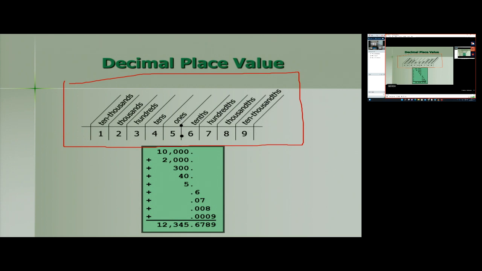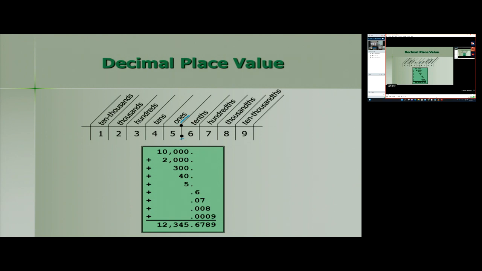Okay, so before anything else, let us start. Let us read these words. Remember, we have here the decimal point. So this number is 12,345.6789. Now, let us read these words. We have here on the left side of the decimal point, we call this ones. Can you say it? Ones.